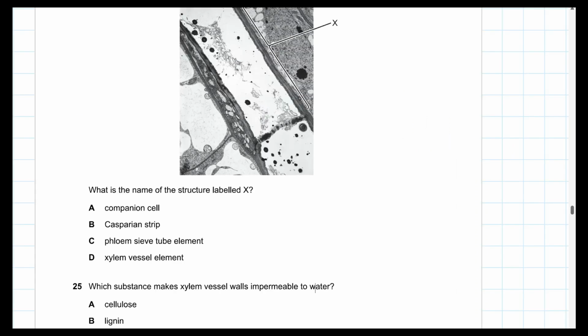Question number 24, the electron micrograph shows a longitudinal section of a part of the stem of a plant. What is the name of the structure labeled X? So probably the structure is going to be a phloem sieve tube element. The reason for this is that phloem sieve tube elements have a slight peripheral cytoplasm, as you can see here. And they have sieve plates, as you could clearly see, which consist of sieve pores. And this allows the mass flow of sap solution from one element to the next with little resistance through these sieve pores.